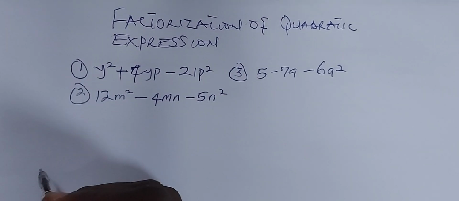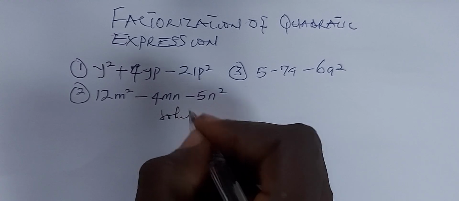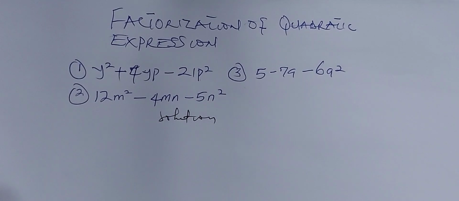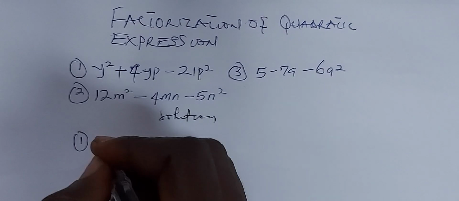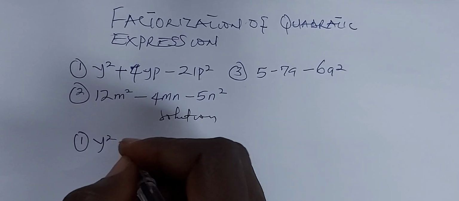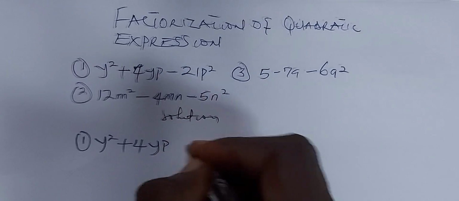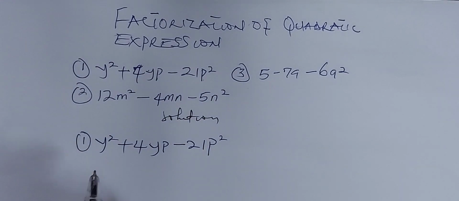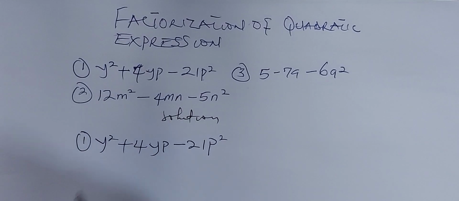We have some quadratic expression here. So let's start by solving number 1. We have y squared plus 4yp minus 21p squared. So now we have two letters that are squared, y squared and p squared.